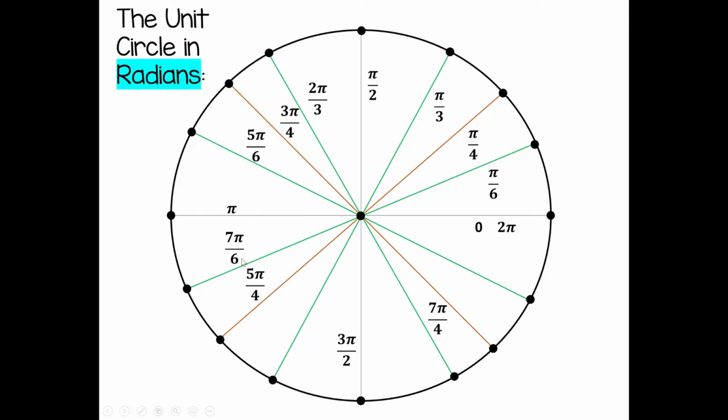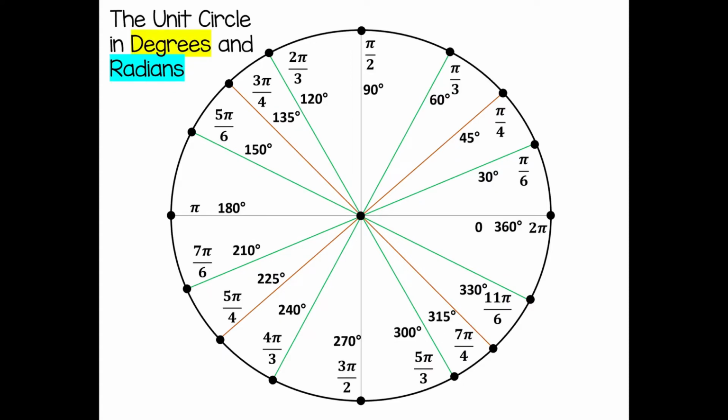7 pi over 6. 8 pi over 6 simplifies to 4 pi over 3. 9 pi over 6 simplifies to 3 pi over 2. 10 pi over 6 simplifies to 5 pi over 3. 11 pi over 6 is right here. So that's how we get all of our radian measures on our unit circle.